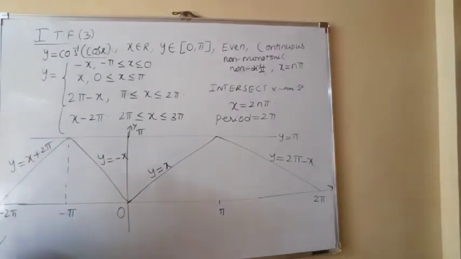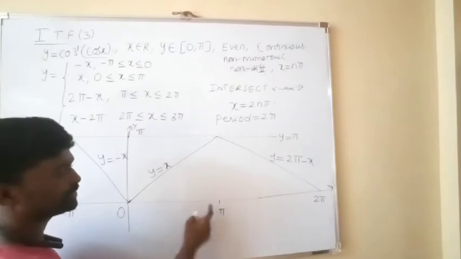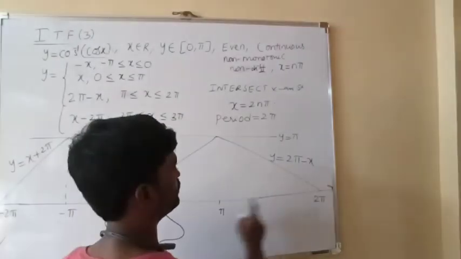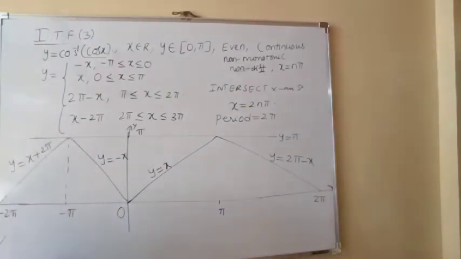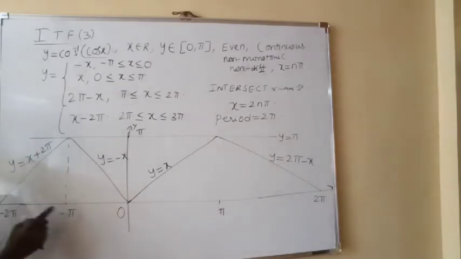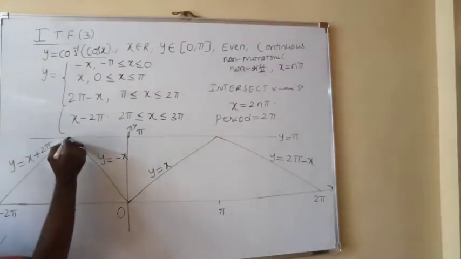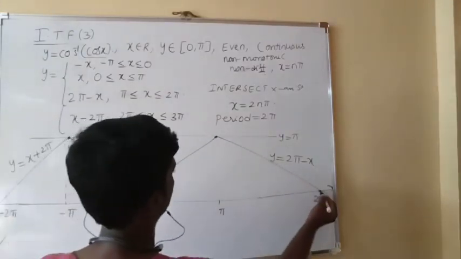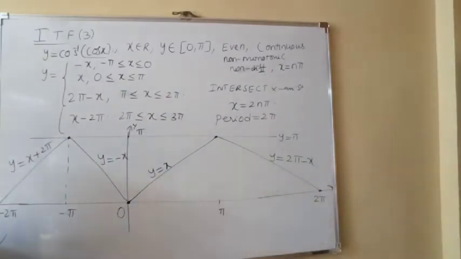Means cos inverse of cos x is x when x lies between 0 to pi. Cos inverse of cos x is 2 pi minus x when x lies between pi to 2 pi. Cos inverse of cos x is minus x when x lies between minus pi to 0. Cos inverse of cos x is x plus 2 pi when x lies between minus 2 pi to minus pi, etc. And if you observe, the graph has sharp edges at all multiples of pi, so it is not differentiable at n pi. Okay.